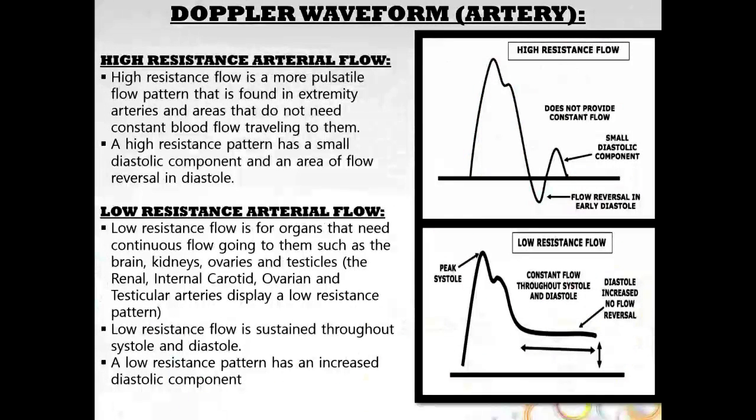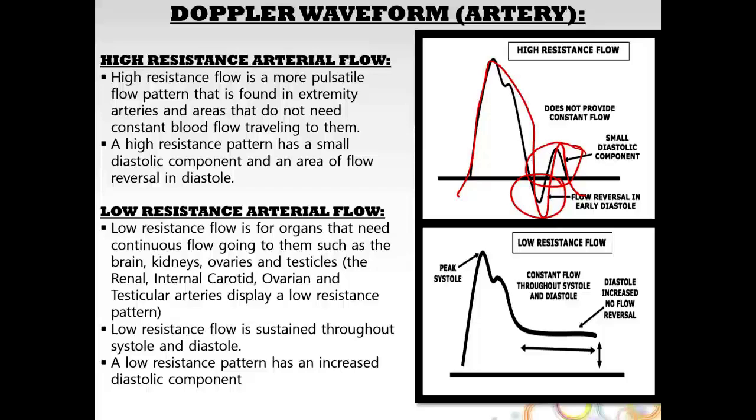So with a high resistance arterial flow, it's more pulsatile. So this is our high resistance flow here. High resistance flow is found in our extremity arteries and areas of the body that don't need constant blood flow going to them. This is a more pulsatile flow, and it has a very small diastolic component here, and an area of flow reversal also in diastole.